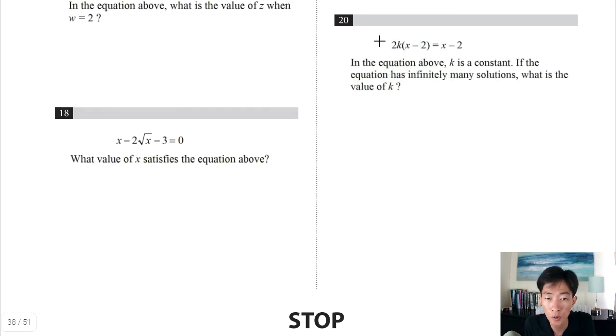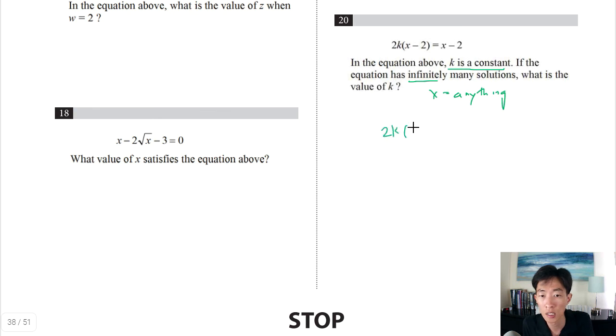Question 20, we have this equation. In the equation above, k is a constant. If the equation has infinitely many solutions, what is the value of k? So infinitely many solutions means x can be anything. In other words, any value you plug in for x, the equation is still going to be true. So you can approach this in one of two ways. One way is to try to eliminate x, and I'm going to show you that right now.